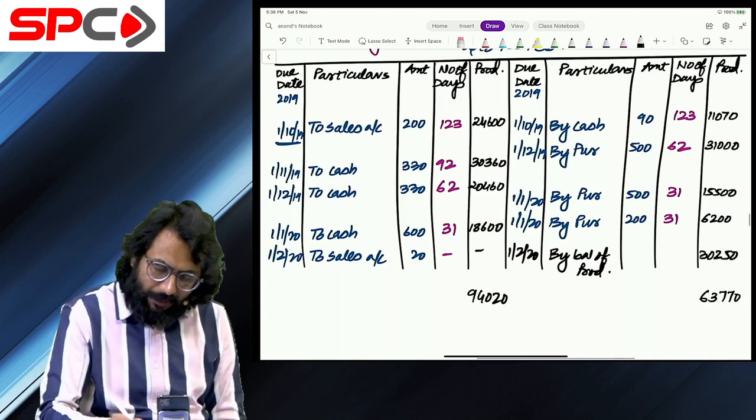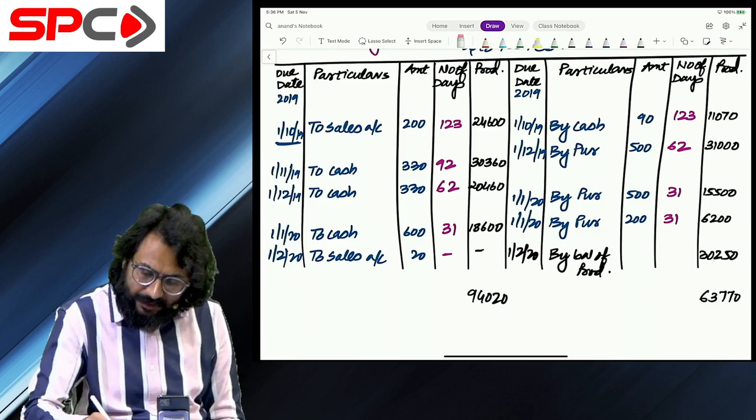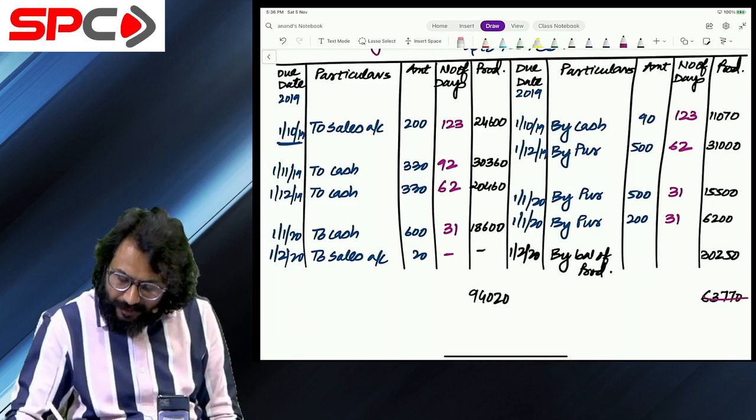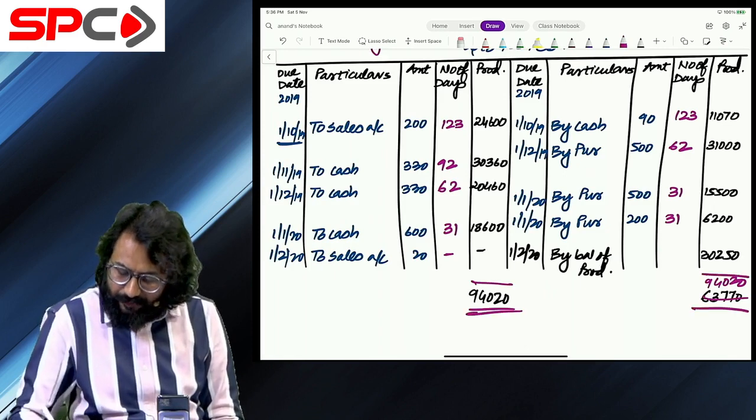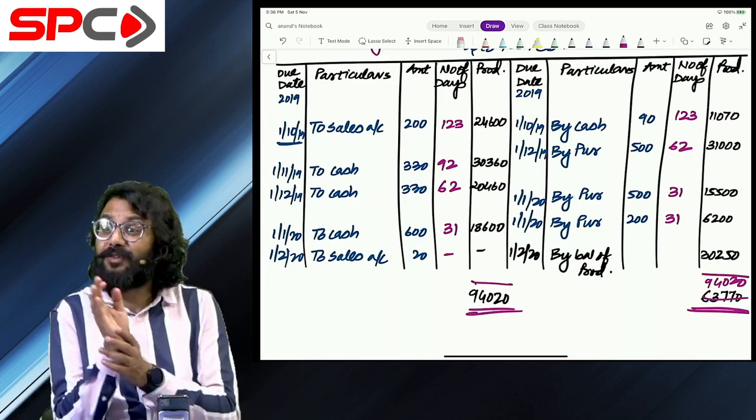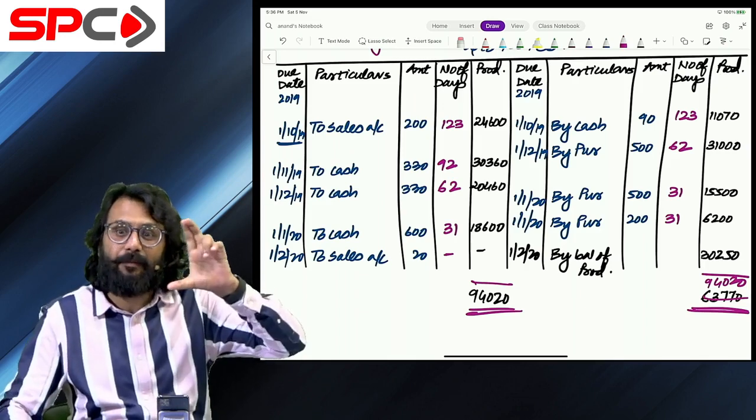So I'll tell you, the balance of product has tallied, and it has tallied with what amount, my dear friends? 94,020. This has tallied, right? Now I have written balance of product on the credit side. That means debit side product were more.